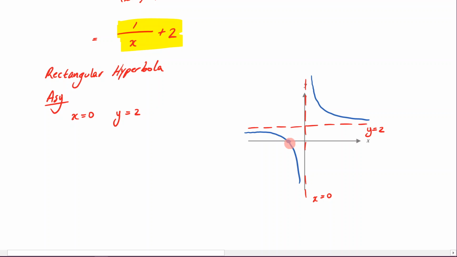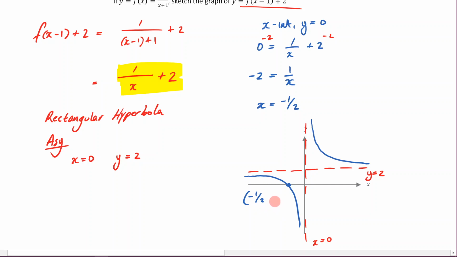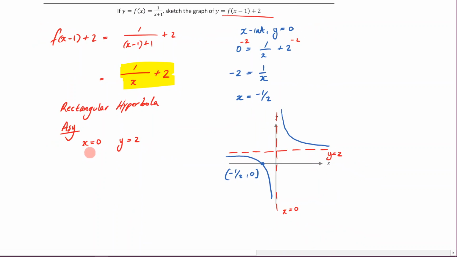We need to now find what that x-intercept is. This x-intercept, so my x-intercept is going to be when y is equal to 0. So I'm going to get 0 is equal to 1 on x plus 2. Now I just need to solve this for x. So what am I going to do? I'm going to subtract 2 from both sides. That's going to leave me with minus 2 is equal to 1 over x. So my answer is going to be x is equal to -1/2. This right here is going to be (-1/2, 0). And that right there, everyone, is everything you need to do in order to answer this exercise.